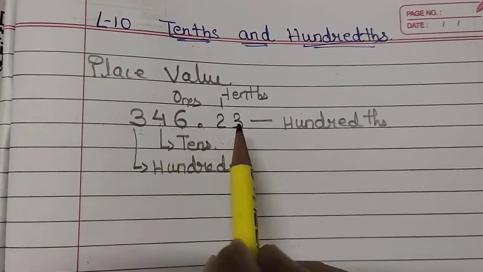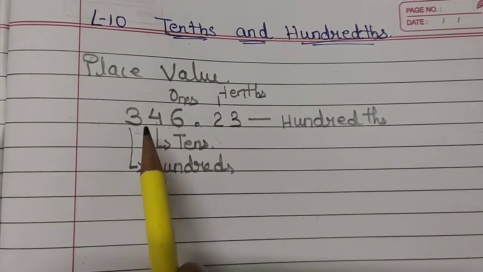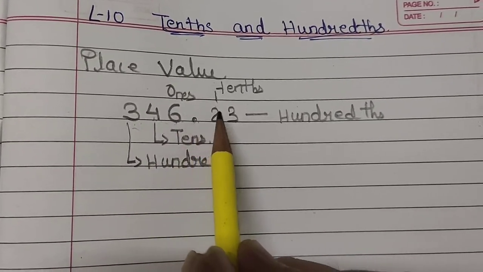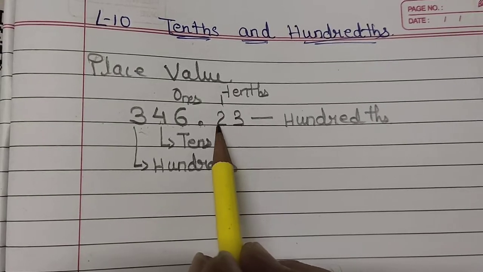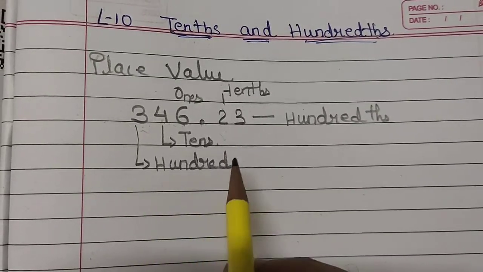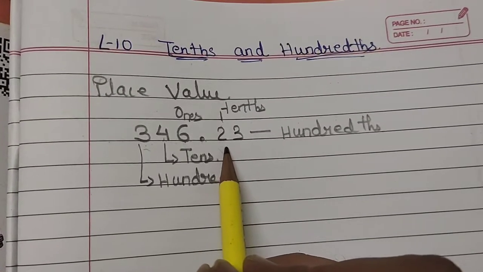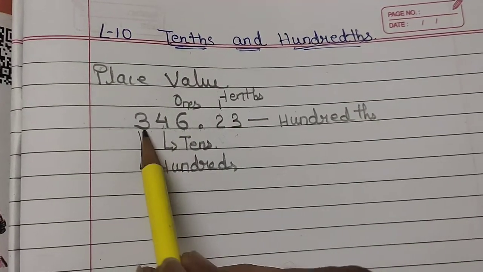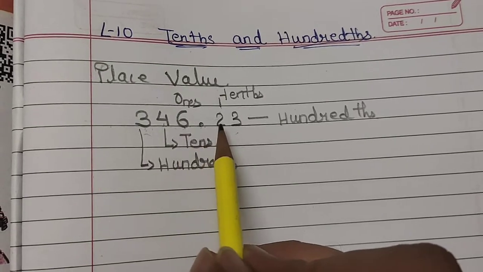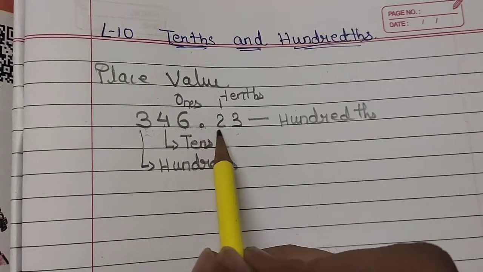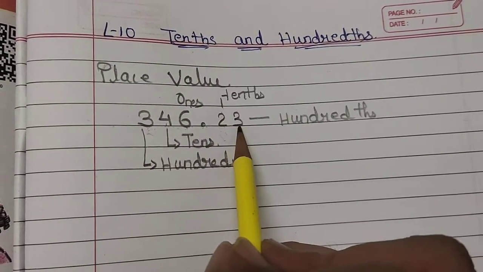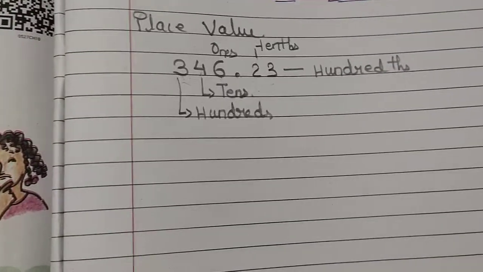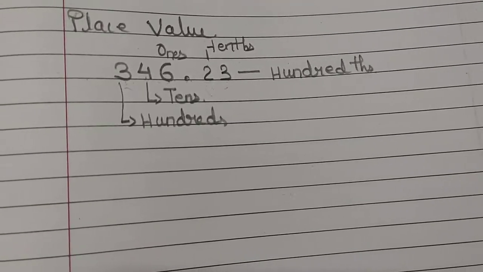So that means when we are reading this, we say it is 346 point 2 3. We will not call it as 23, but we will say it as point 2 3. If we want to write it in words, we can say 346, where 2 is at the place value of 2 tenths and 3 is at the place value of 3 hundredths.